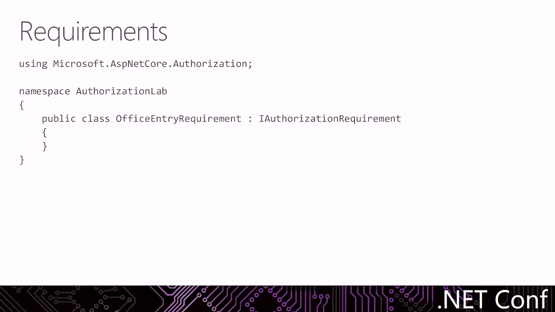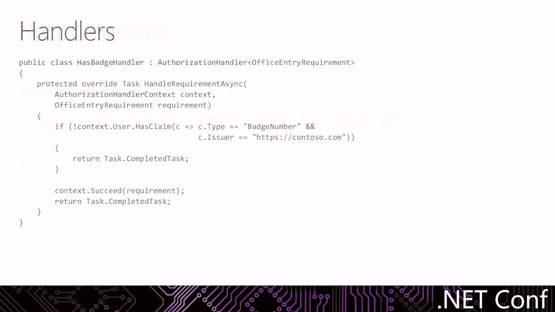Here is a simple authorization requirement. Nothing. Nice and simple. Marker interface. Here is our handler, so an authorization handler for office entry requirement. I'm going to implement HandleRequirementAsync. I get my context in. My user is on a context. And then I have the requirement that I'm being asked to fulfill.